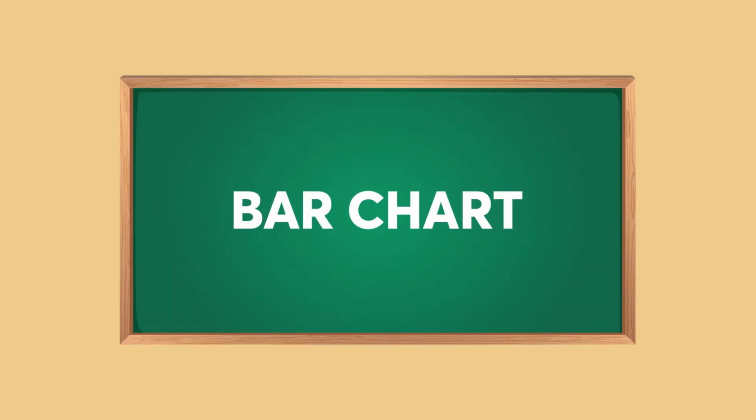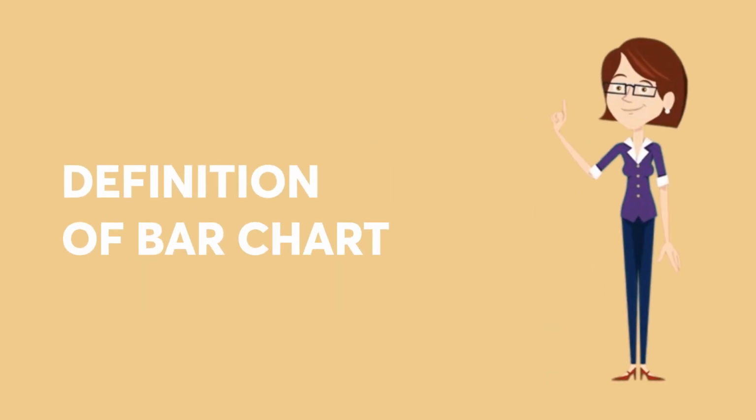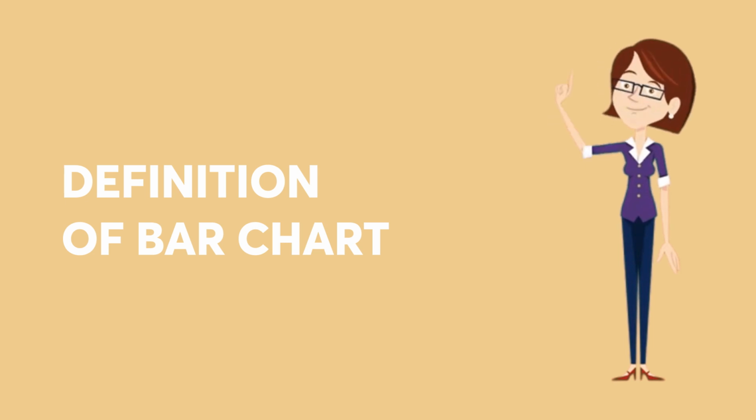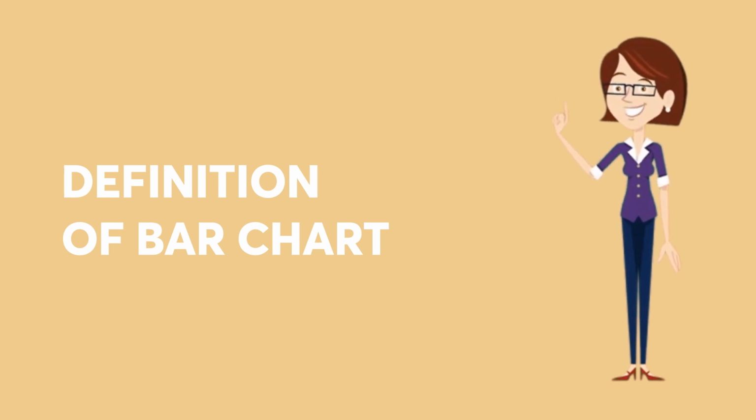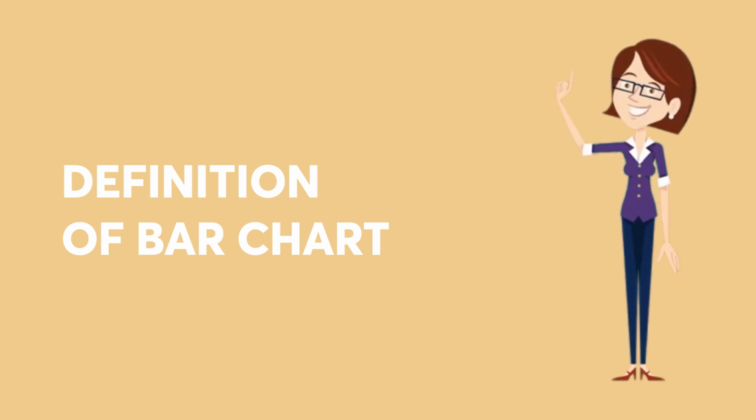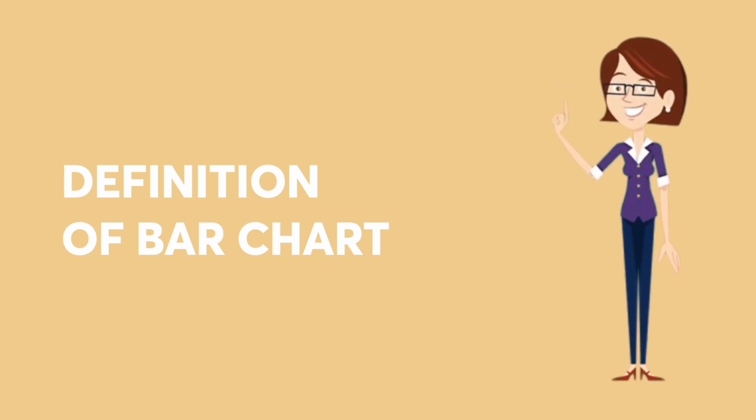Today, I'm going to explain how to describe a bar chart. A bar chart or bar graph is a diagrammatic representation of data in quantities. It is a common statistical tool used for data categorization, and it often highlights the differences in the numerical values of specific groups of data.